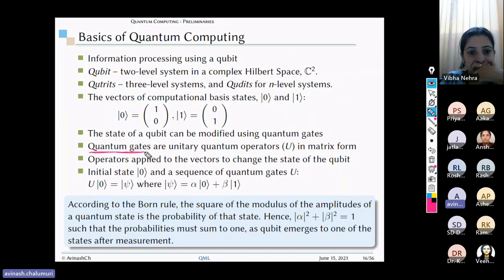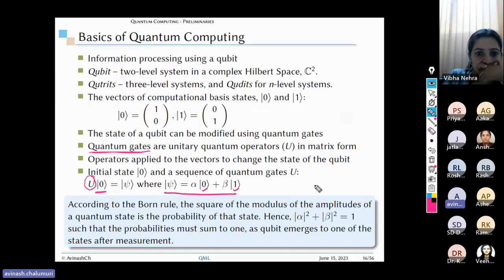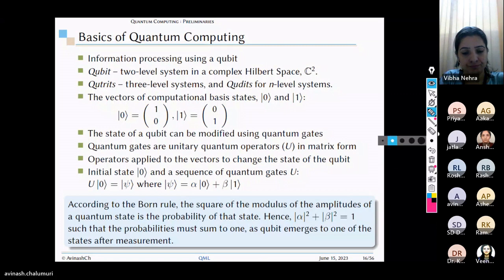This operation is considered a quantum gate operation, where your basis state or the initial state will be modified using a unitary and then converted to some other state, which is a superposition of 0 and 1 at the same time. All these things are done mathematically. We'll see in a couple of minutes how it is done. According to Born's rule, you should always consider that mod alpha squared plus mod beta squared will always be 1.